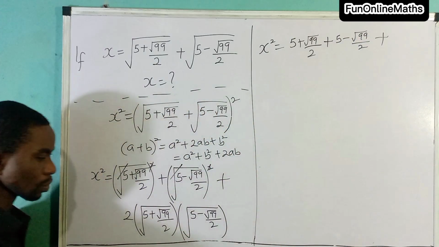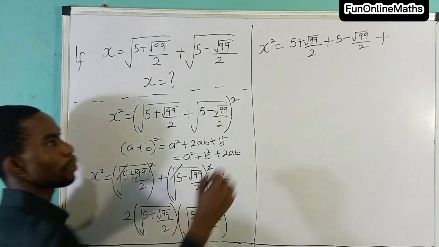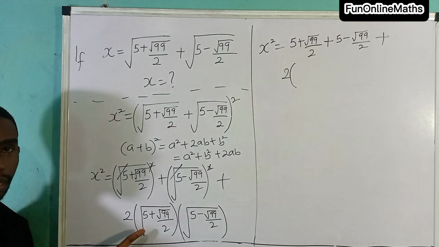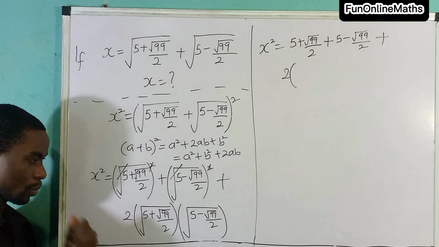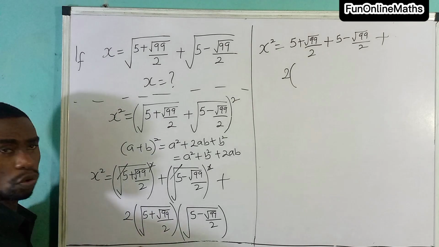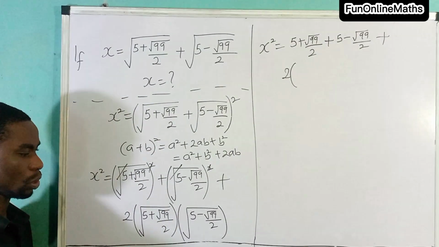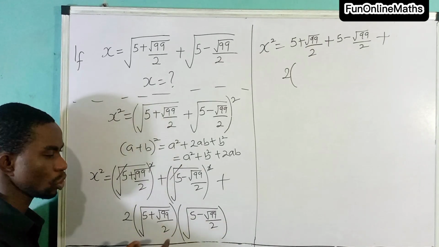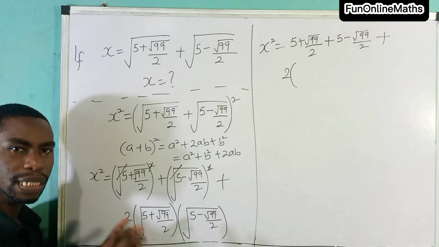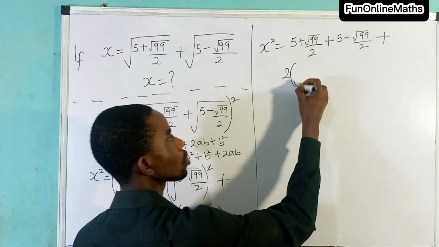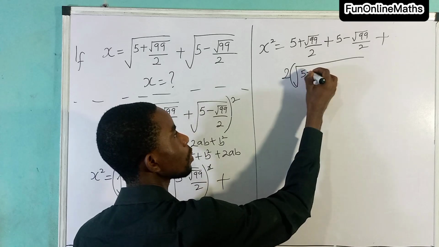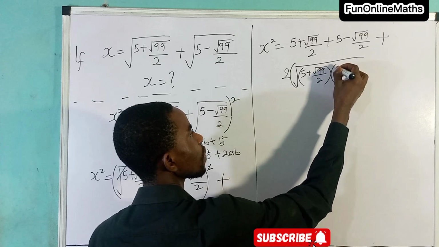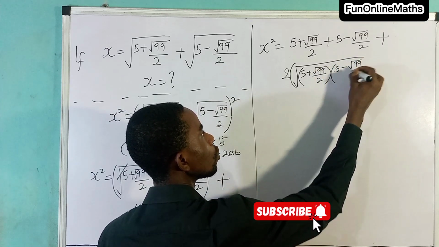Then plus this one here, plus 2 into, now since they all have square roots, this is what I'll be doing. I can put a square root over them. By the laws of surd, when you have two surdic terms multiplying each other, you can just put the square root over them and multiply them in-house. Okay, so the square root of 5 plus root 99 over 2 multiplying 5 minus root 99 over 2.